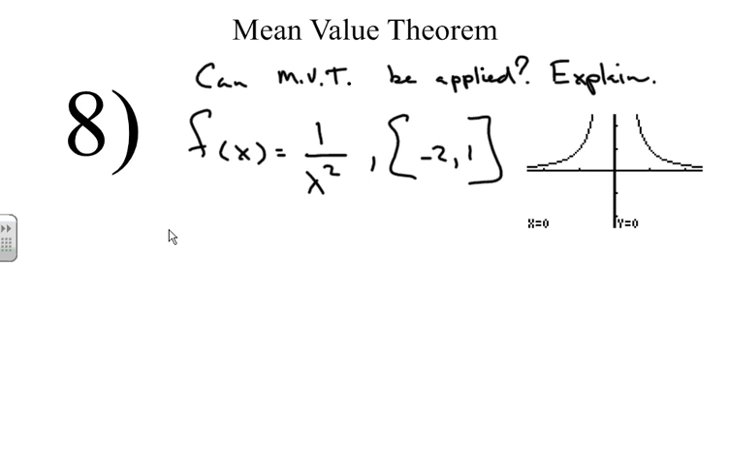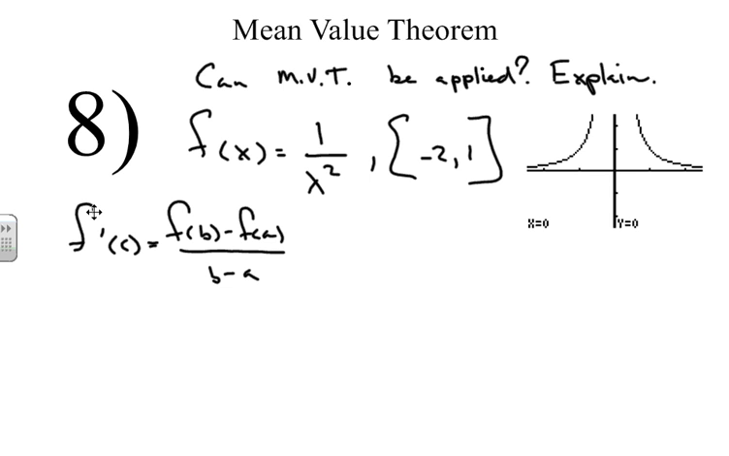What it asks is, can the mean value theorem be applied to this problem, where f of x equals 1 over x squared on the interval from -2 to 1. Now, the mean value theorem, a lot of students recognize it as this: f prime of c equals f of b minus f of a over b minus a. According to the mean value theorem, this is basically saying where the secant line slope is equal to a tangent slope.